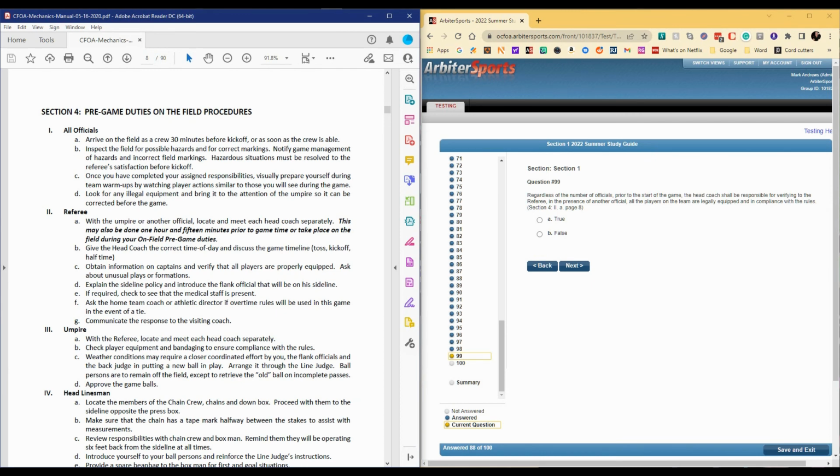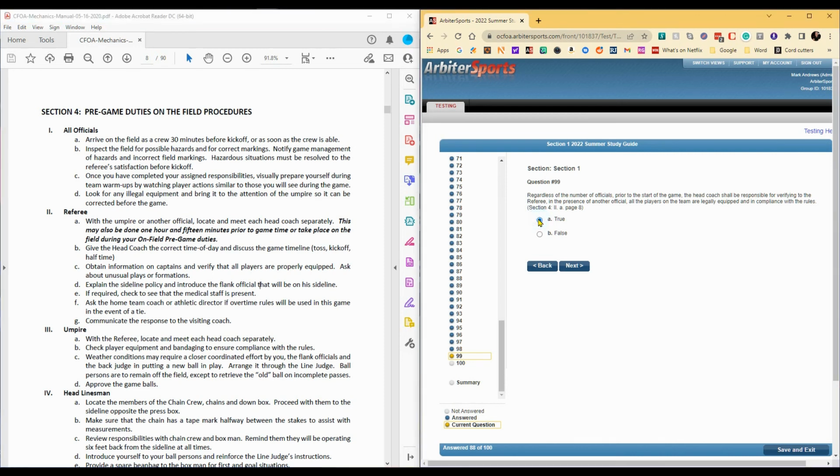Question 99, we're almost done. Regardless of the number of officials, prior to the start of the game, the head coach shall be responsible for verifying to the referee, in the presence of another official, all the players on the team are legally equipped and in compliance with the rules. And that's on page 8. It's not specific. It's covered under all of this. But this is absolutely true. It used to be that it had to be the referee and the umpire, but now it can be any other official. So the answer is true.